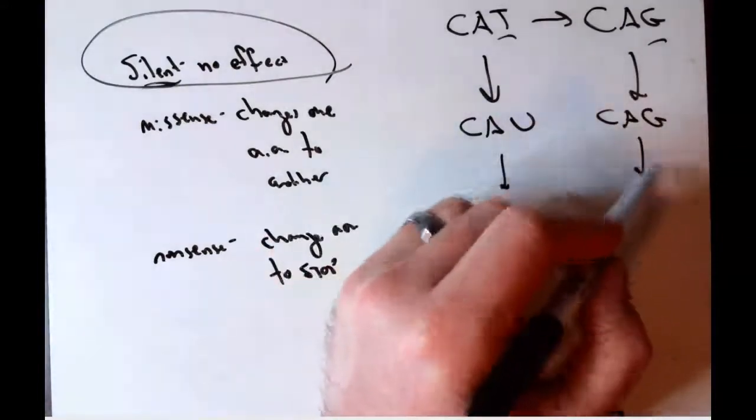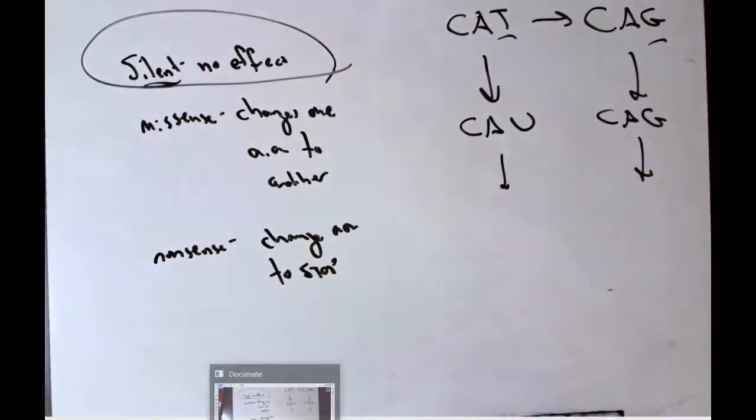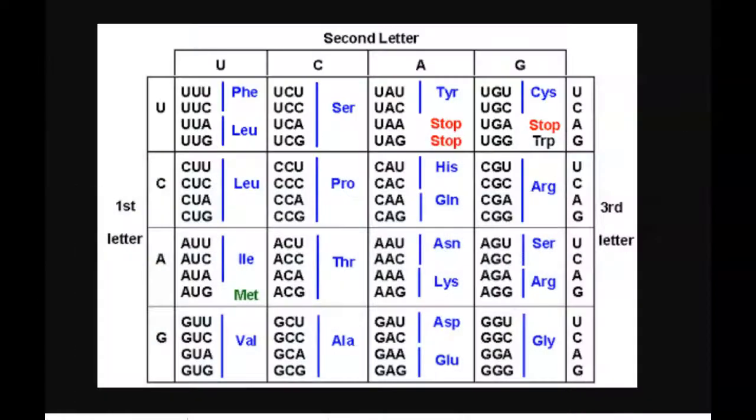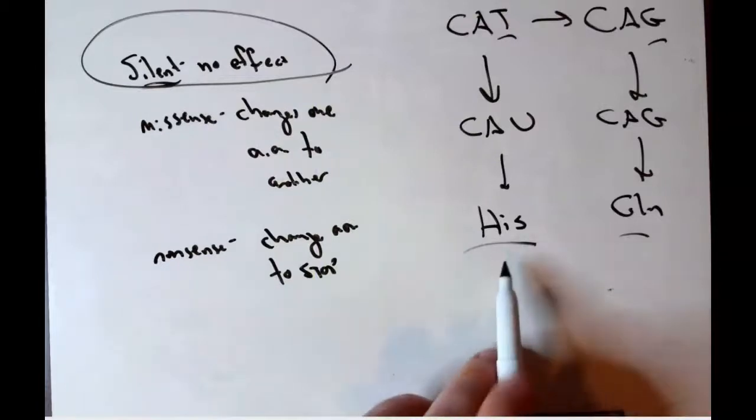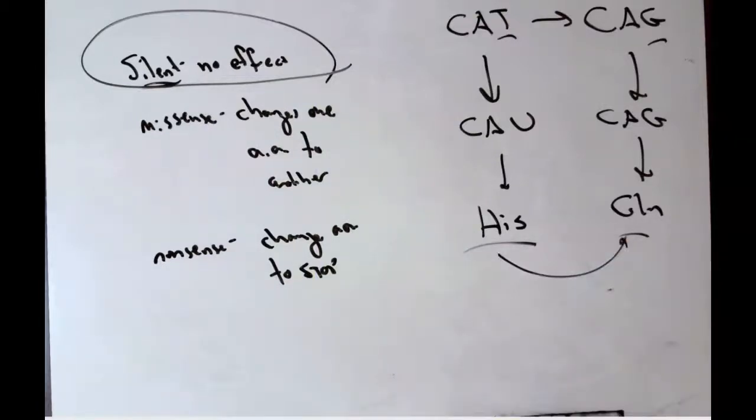And then for translation, we've got to go back to our genetic code now, don't we? So if we go back to our genetic code, we see that CAU encodes histidine. And you don't have to know what these three-letter codes code for in this class. You'll get that in biochemistry. So if you see HIS, just put HIS. And CAG codes for glutamine, GLN. So this isn't a silent mutation because the protein was changed. One amino acid has been substituted by another.